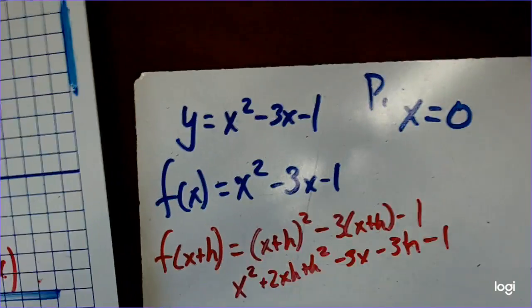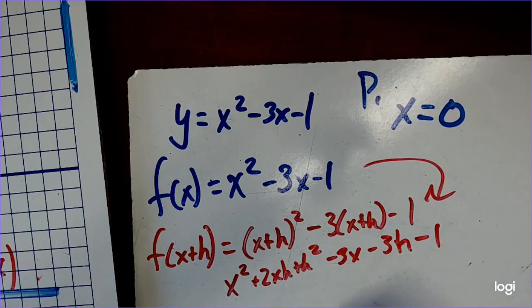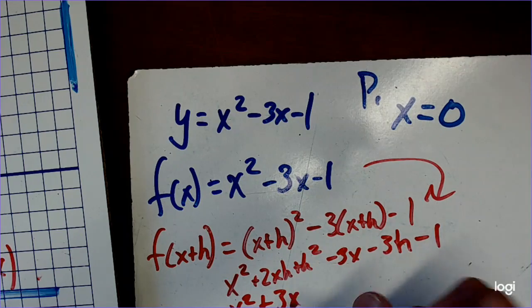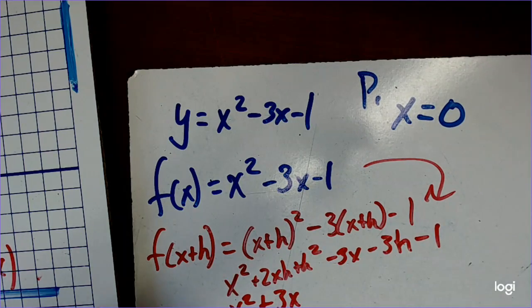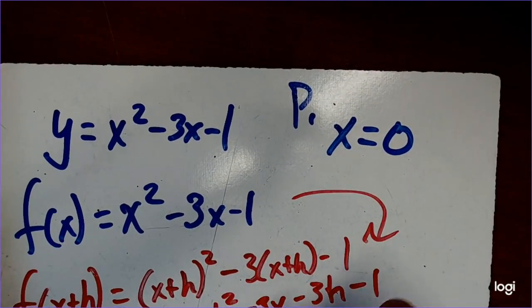Now we have to do minus f of x. So I'll keep it all in red. I'm going to take this value, move it down there. So then we have minus x squared plus 3x. Why did I change the signs? Because the subtraction, this minus sign distributes. Okay, so don't forget about that. And then it becomes plus 1.